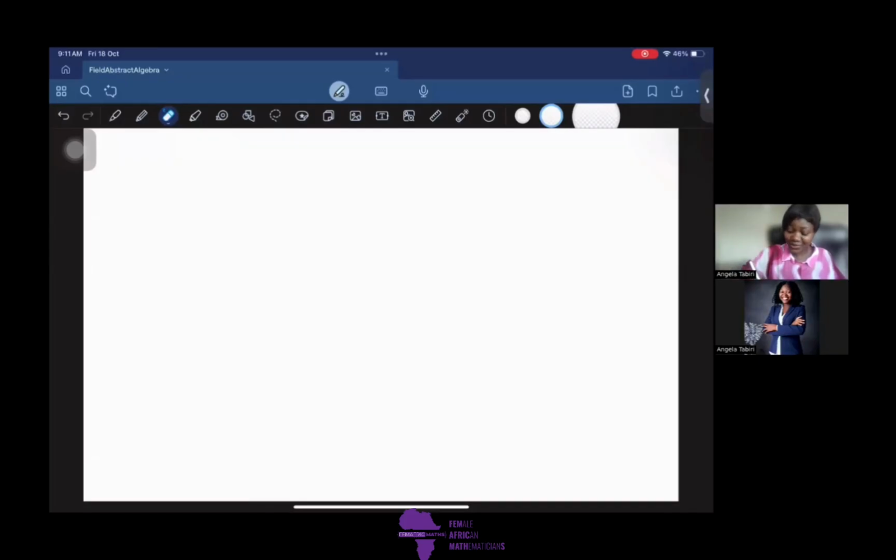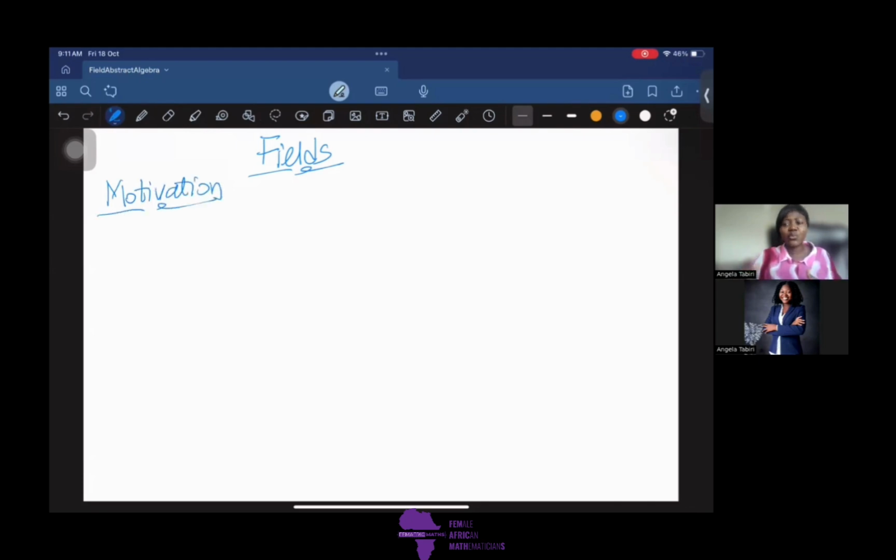In today's lesson, we will consider the notion of a field in abstract algebra. We will start our lesson with a motivation. Let's consider that we want to work with certain objects in space, and these objects are arrows.